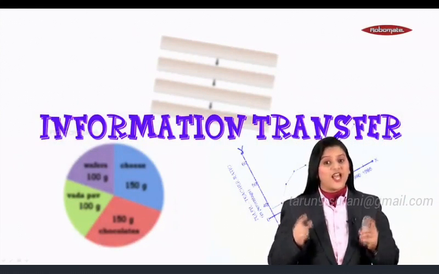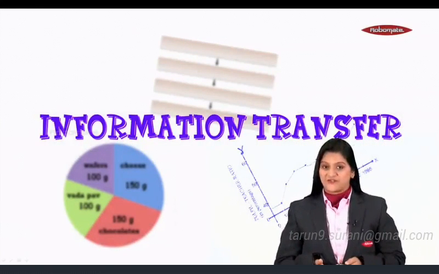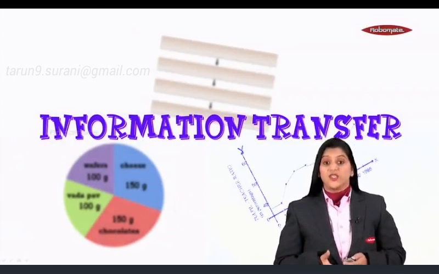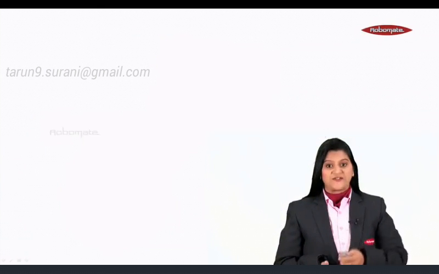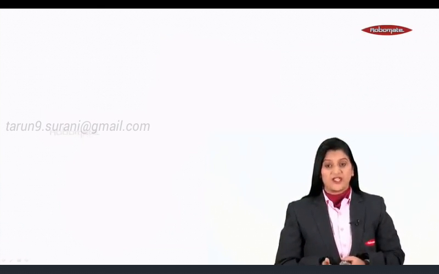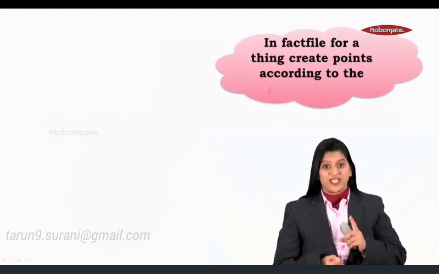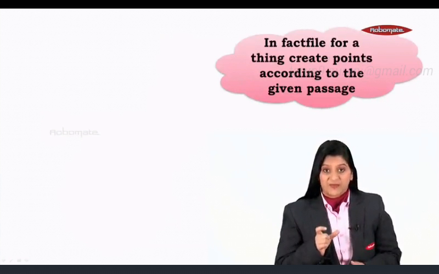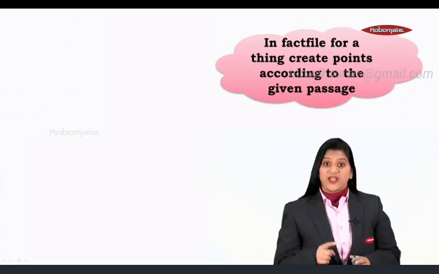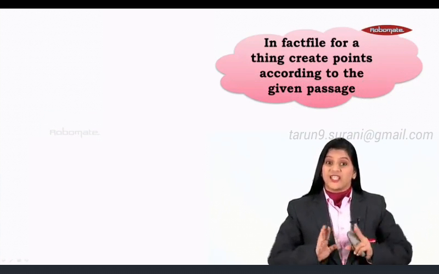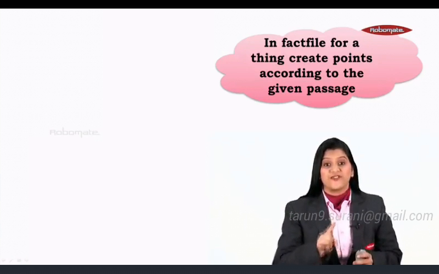Welcome to the last module of information transfer. In the last module, we were learning about fact file and we learned the fact file of place. Now we are going to start with the fact file for a thing. Alright, so in a fact file for a thing, create points according to the given passage.